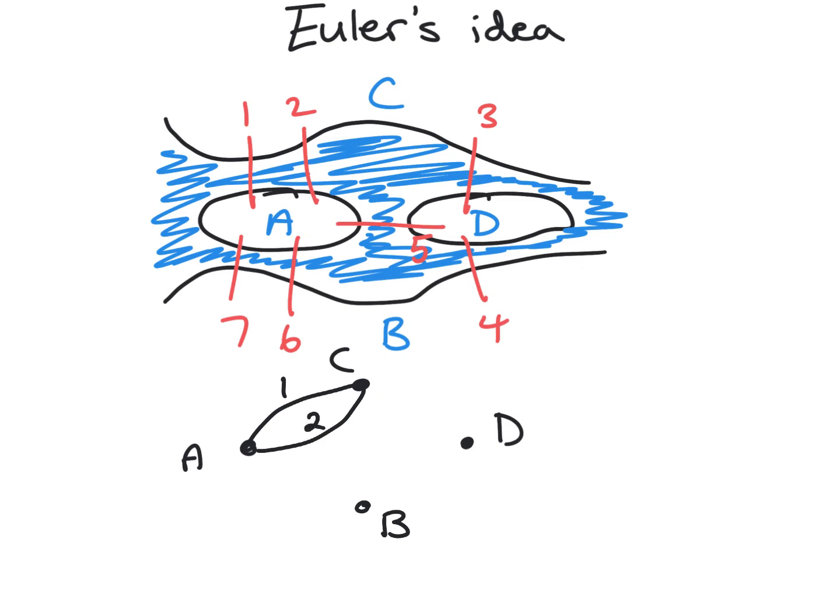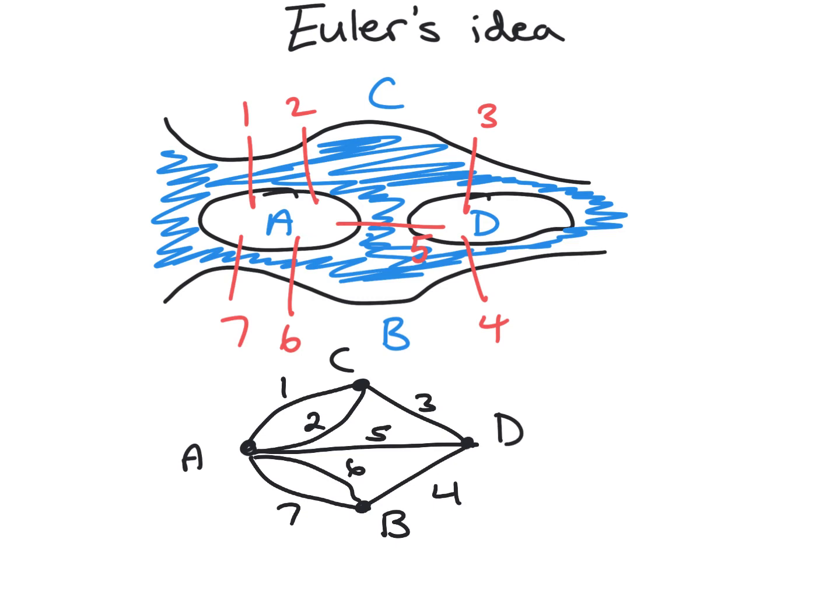There was one from C to D. That was 3. From B to D, 4. There was one from A to D. That was 5. And then there were 2 more from A to B, edges 6 and 7 up on the picture. And so the general layout of the city, he just put into vertices and edges between them.